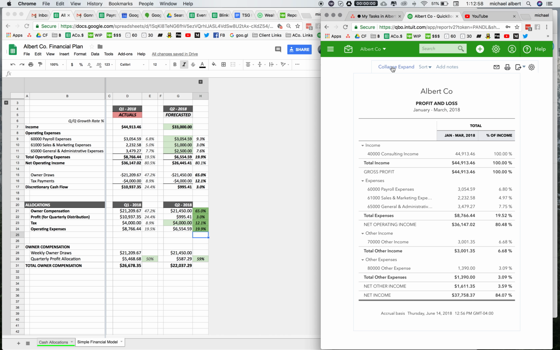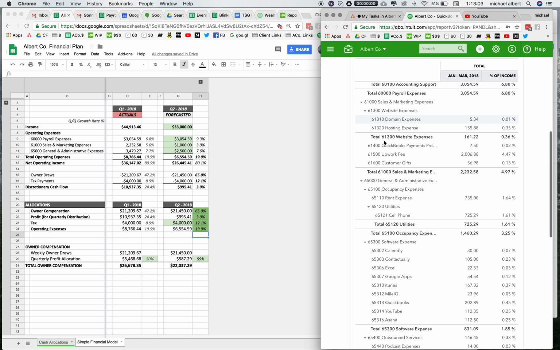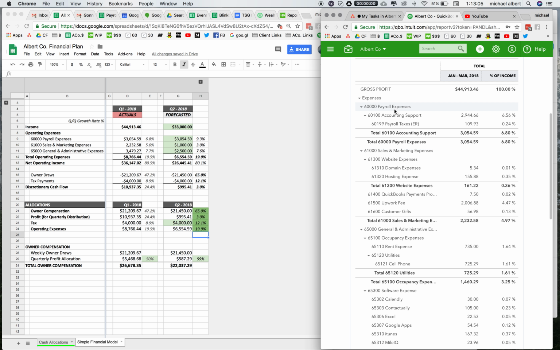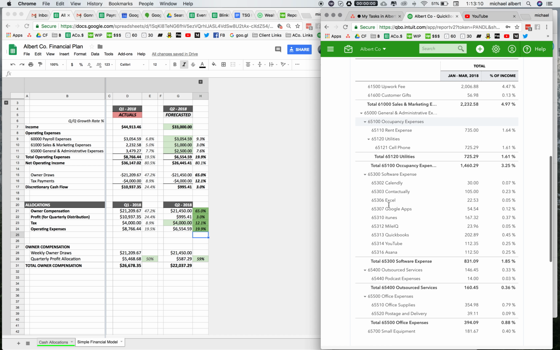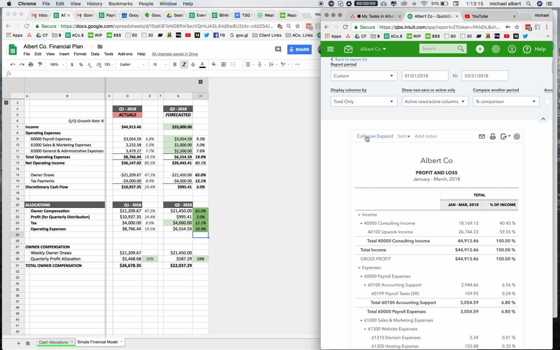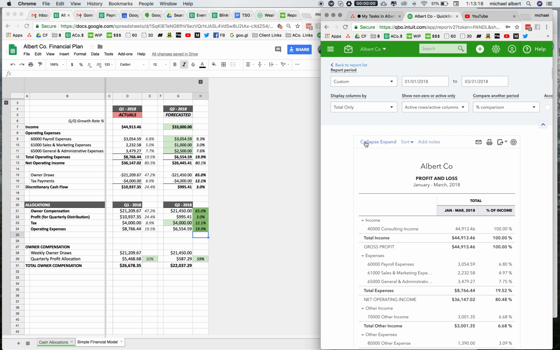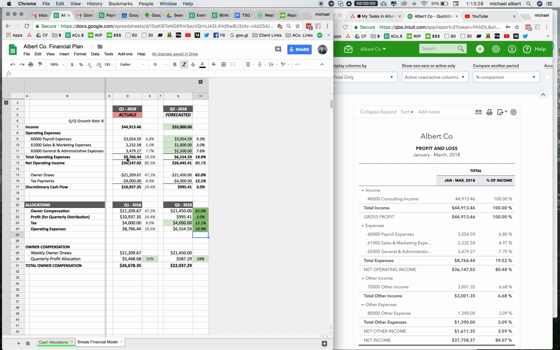Now you can see if I expand my profit and loss, you'll see that I have much more detail underneath each of these. So, for example, here's my payroll grouping. These are the sales and marketing expenses, and then I have a lot of detail under the categorized general administrative. But basically, for this purpose, I want to roll everything up into those parent accounts. And then my G&A expenses were about 3,400. Total operating expenses were about 8,700, and then my net operating income was 36.